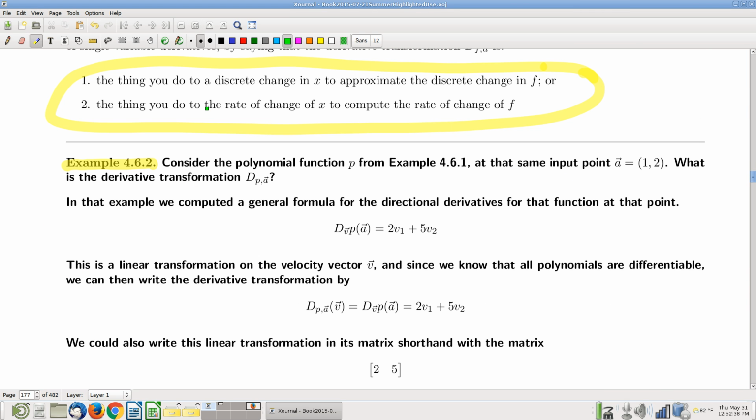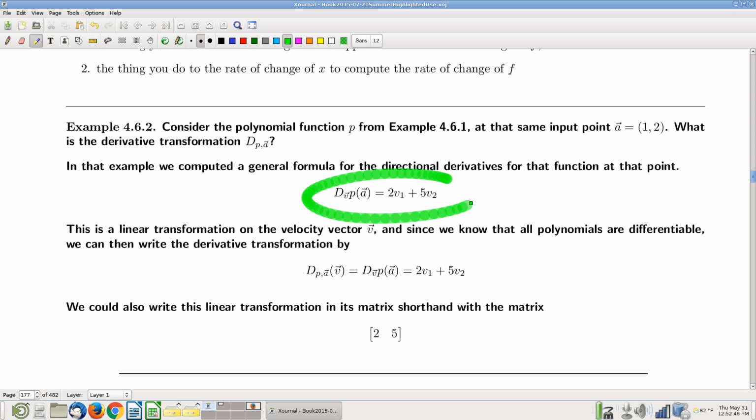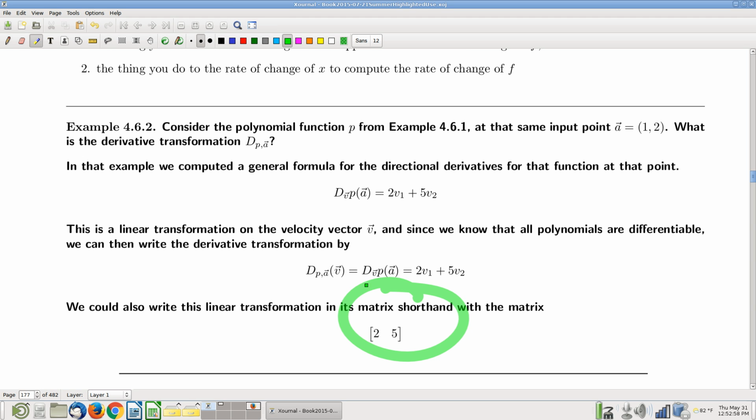Okay, so how do you find derivative transformations? Here's a quick and easy example. We just computed a general formula for that previous polynomial function that we were looking at. Here's a general formula for our directional derivatives. Well, what that means is that this matrix represents the linear transformation. This is the matrix shorthand for the linear transformation that is the derivative transformation here.